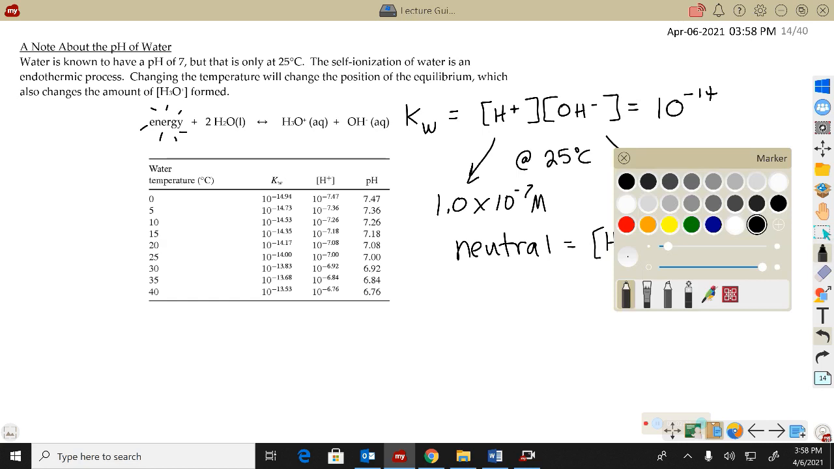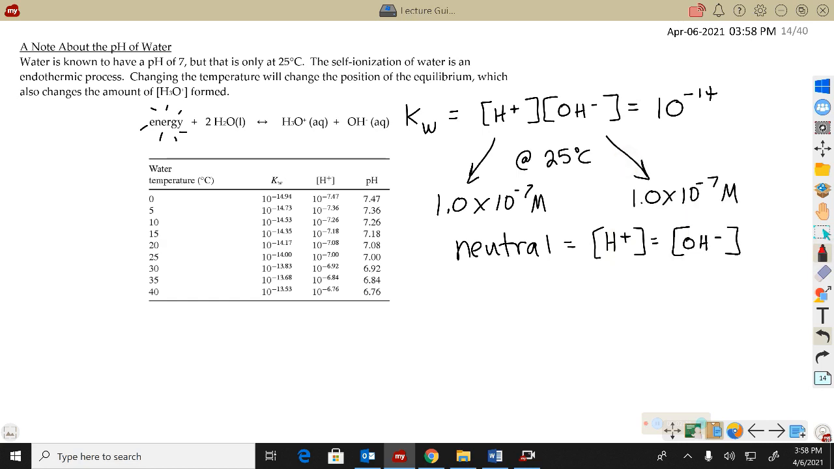We know that Le Chatelier would say that if I increase the temperature, that's like adding energy, and I should shift away from energy, which in this case would be more forward. If I reduce the temperature, that's like taking away energy, and I would want to shift in reverse to replace the energy. So check this out. In this little table down here, only at 25 degrees is Kw 10 to the negative 14, the hydrogen concentration 10 to the negative 7th, and pH 7.